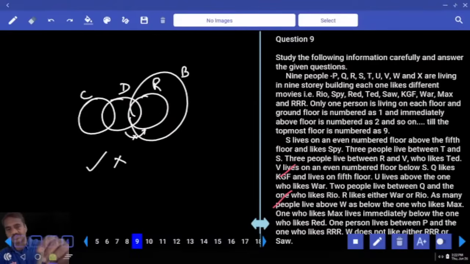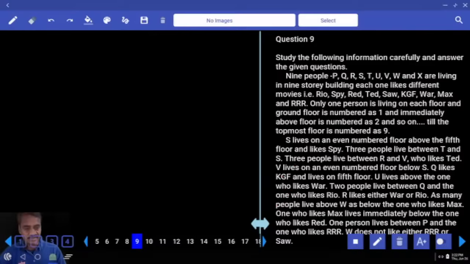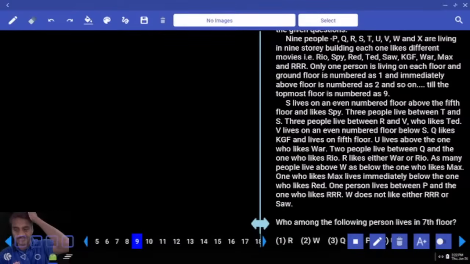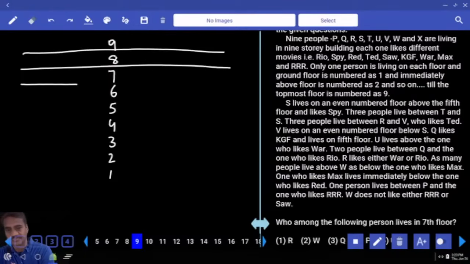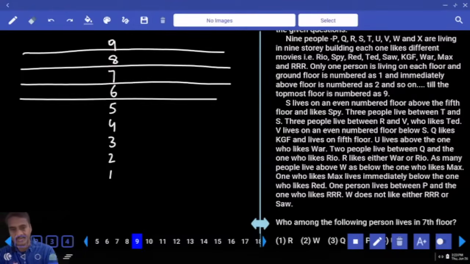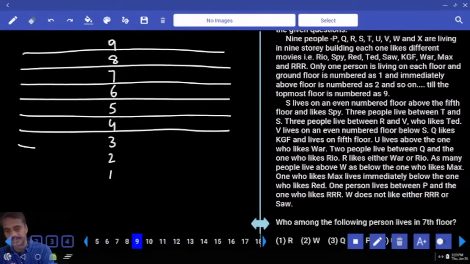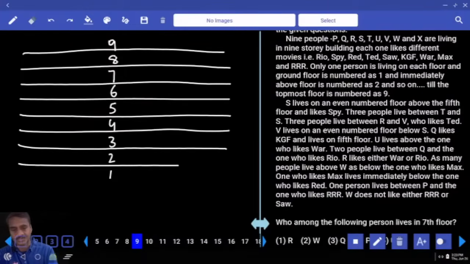The next one, 9 onwards, 9 floors were there, along with a parameter. Parameter is given first or second priority. Now here, 9 floors were there. Now write down these floors: 9, 8, 7, 6, 5, 4, 3, 2, 1. 9 persons staying on these 9 different floors of a building. Then coming to condition number 1.